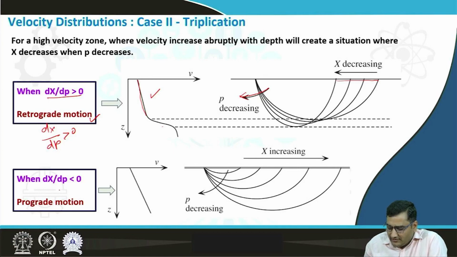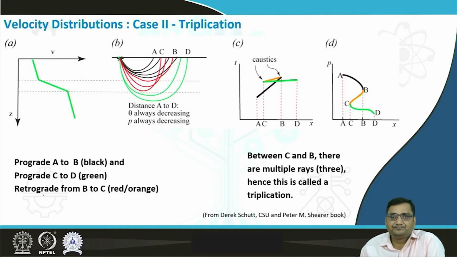So this is what is written in the normal case. When p was decreasing, x was increasing. But in the case of a high velocity zone, p is decreasing, but x is also decreasing. And this shows the retrograde motion, and this shows the prograde motion. Now let's understand this in a more detailed manner.